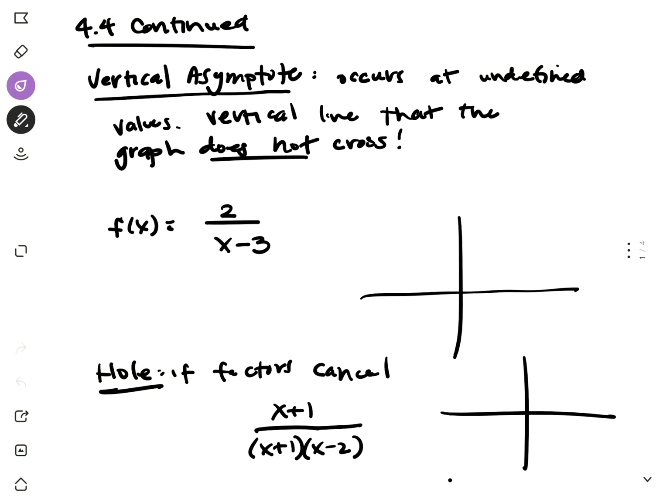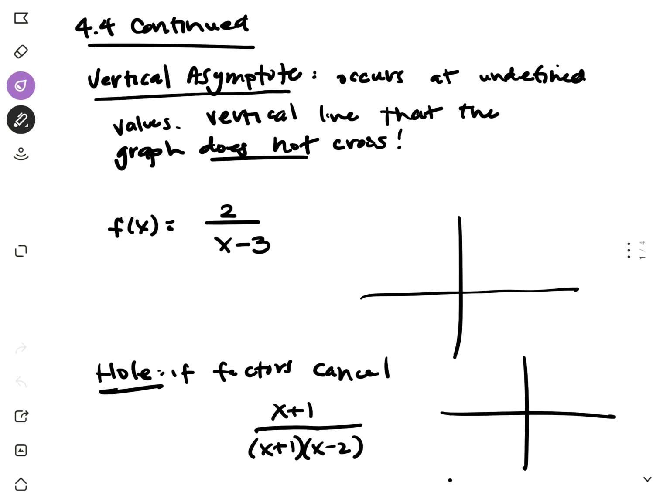We're talking about properties of rational functions. We're looking at asymptotes today. The vertical asymptote occurs at undefined values for our function, so it has to do with our domain. A vertical asymptote is a vertical line that the graph does not cross.